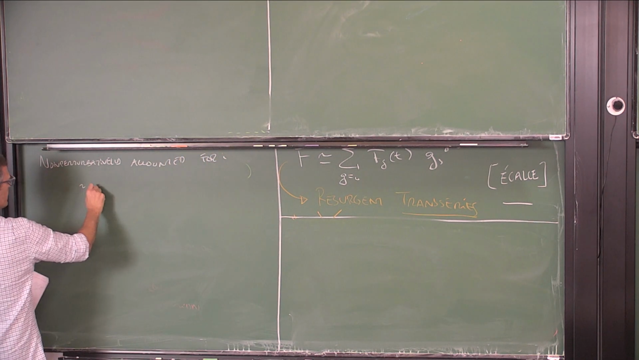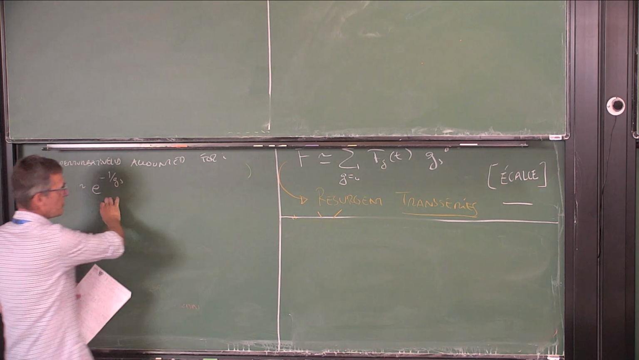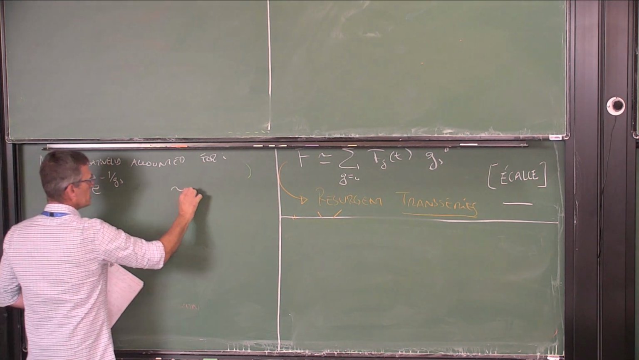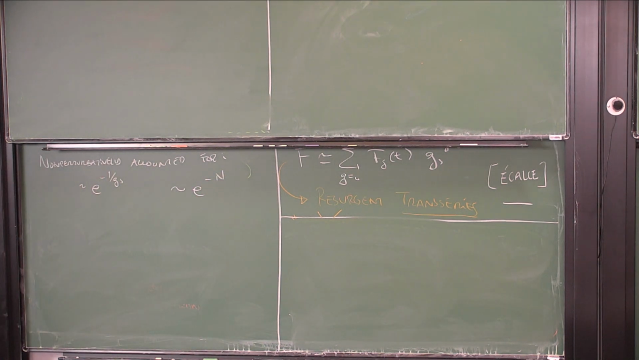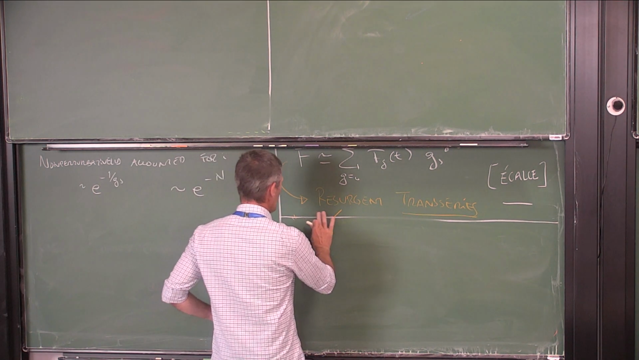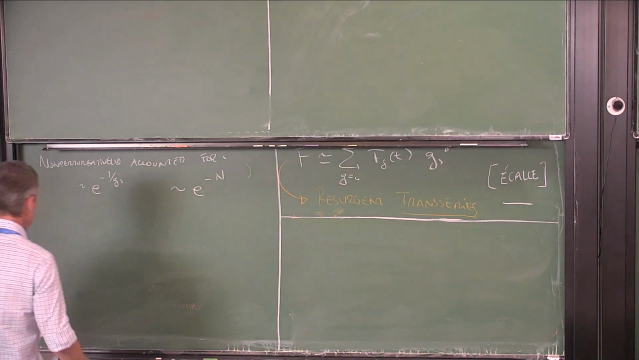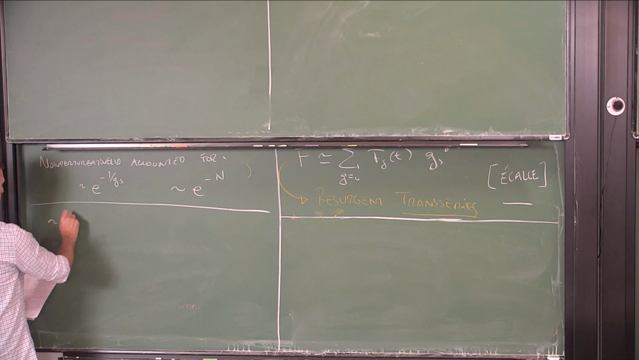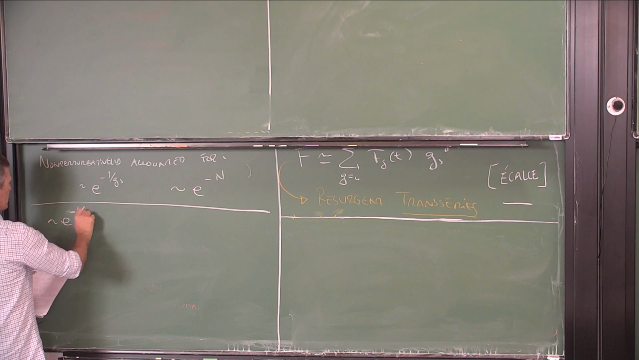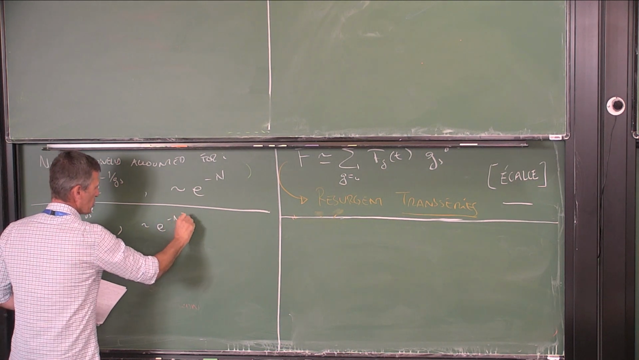terms of this type, e to the minus 1 over gs, or if you think in matrix model terms, e to the minus n. And you'd say, okay, that's fairly good, but that's not the whole story. Because as I said earlier on, we're still missing these terms: e to the minus 1 over gs squared, or if you want, e to the minus n squared.